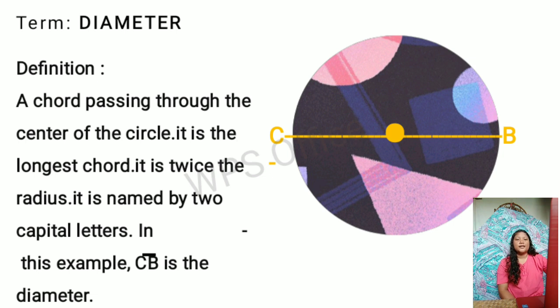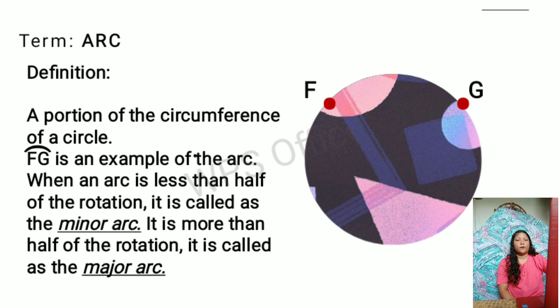Okay, the next one is the arc. What do we mean by arc? An arc is a portion of the circumference of a circle. Arc FG is an example of an arc, as in the illustration given on the screen. When an arc is less than half of the rotation, it is called a minor arc. If it is more than half of the rotation, it is called a major arc.